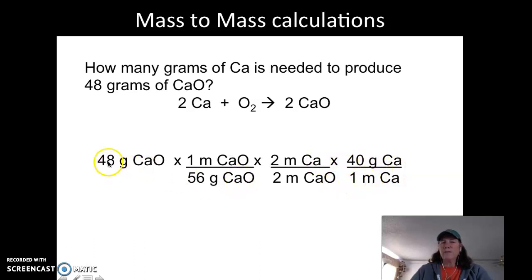So to solve, I take 48. I don't have to multiply by 2 and divide by 2, you guys. It's the same as 1. So I'm just going to go 48 times 40 divided by 56. And you get 34.3 grams. So what that tells me is if I need to produce 48 grams of calcium oxide, I need to start with at least 34.3 grams of calcium. If I don't have that much, I will not produce my calcium oxide.